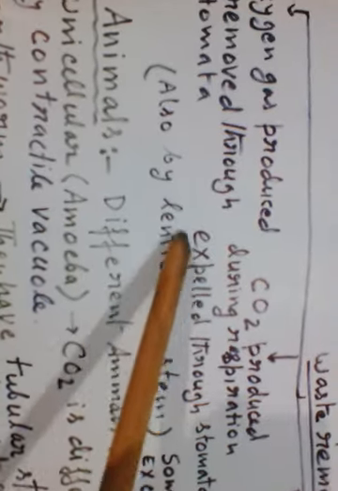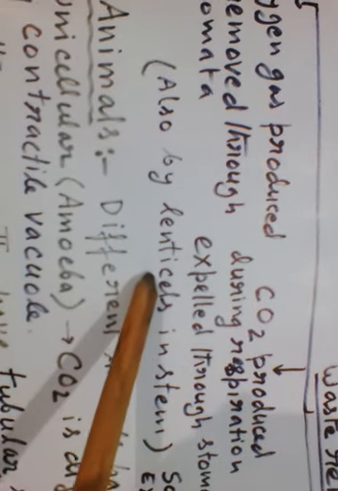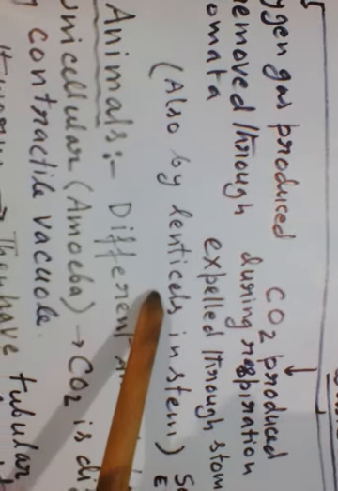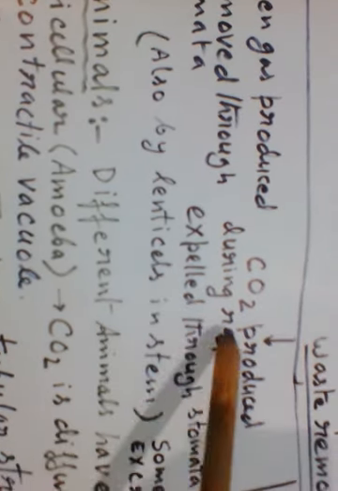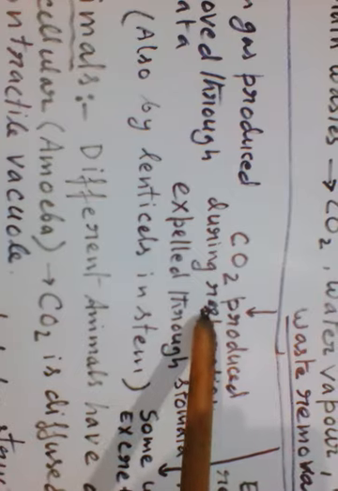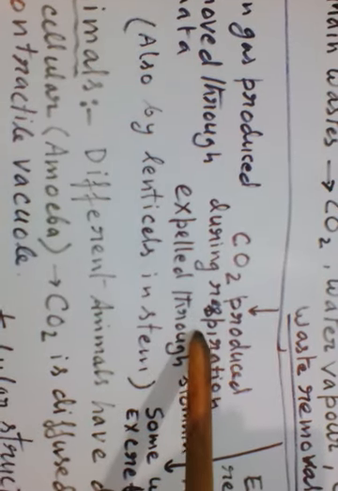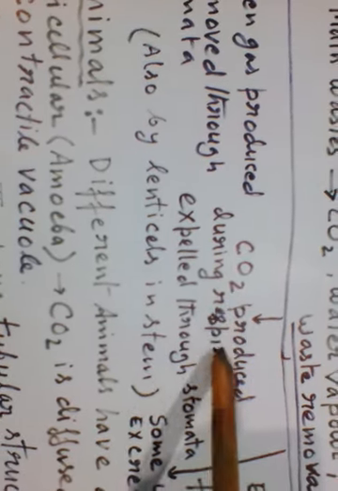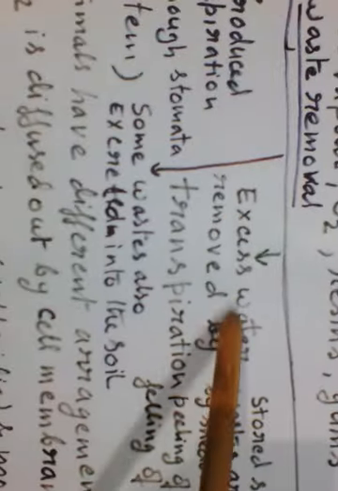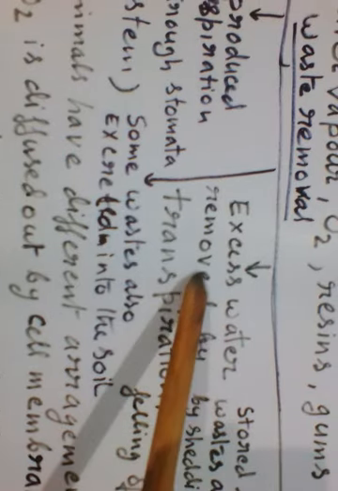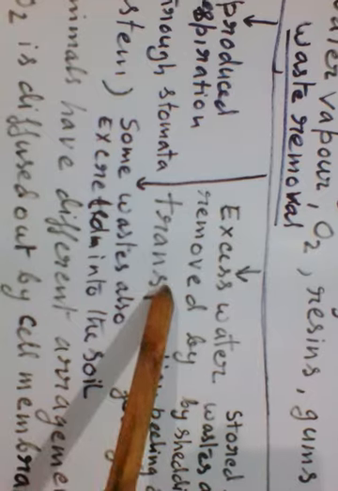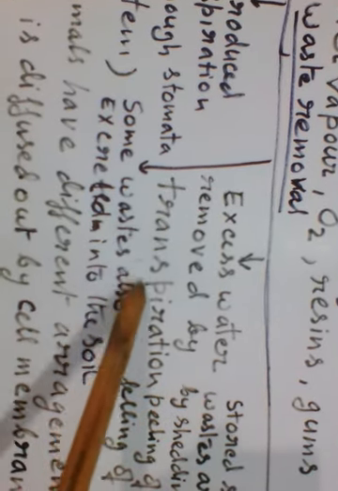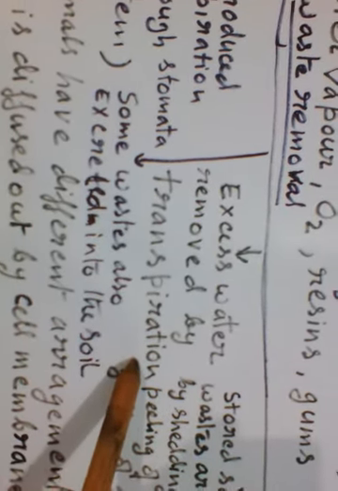and also by some large pores in the stem called lenticels in large trees, because stomata are not enough to remove the CO2. CO2 is again used in photosynthesis, but here it is also a waste material to remove. Now the excess water taken in by the plants is also removed by the transpiration process through stomata.